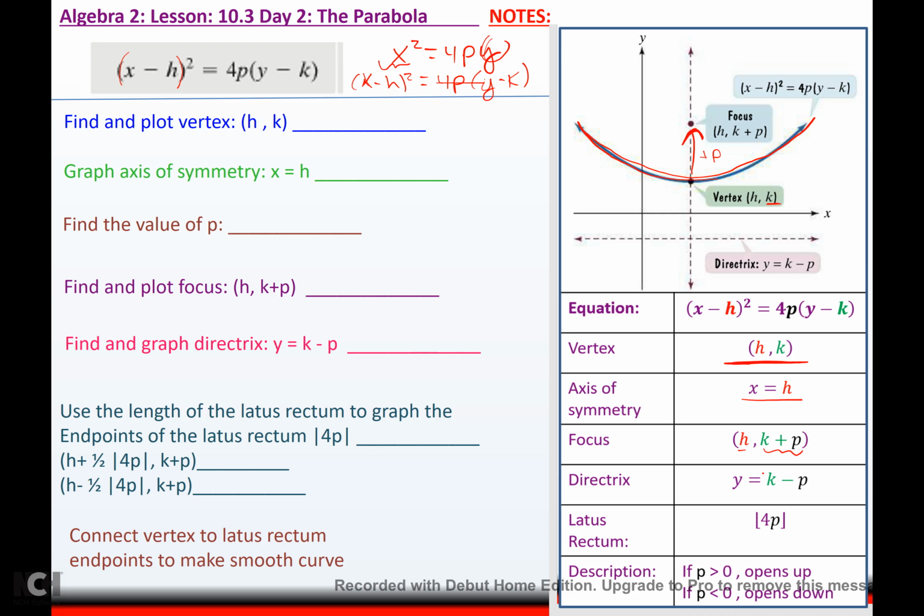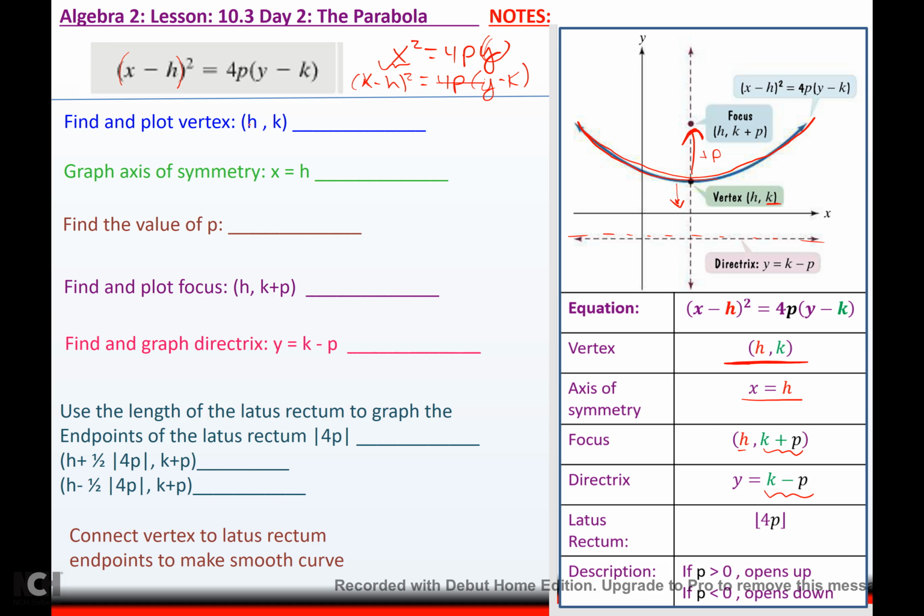The directrix, on the other hand, is the same distance but below. So to get there, it's going to be y equals the k value minus p. And that will give you this horizontal line for your directrix. Again, if p is greater than 0, it opens up. If p is less than 0, it opens down.